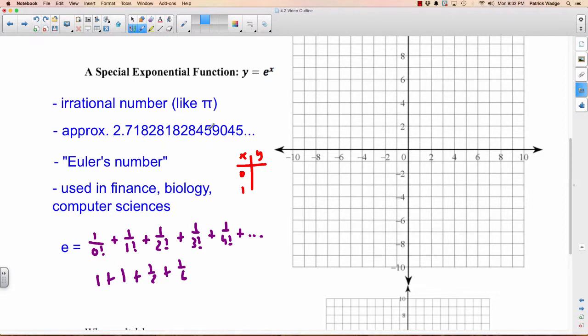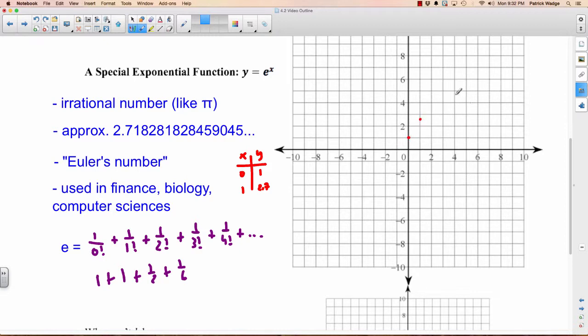So if x is 0, you'd have y equals e to the 0, and anything to the 0 power, even e to the 0 power, equals 1. If x is 1, then you'd have e to the first power, which is just e. And how much is e? Approximately 2.7. With those 2 points alone, you can get a really good sense of what the graph looks like. 0, 1 is here, and 1, 2.7 is about there.